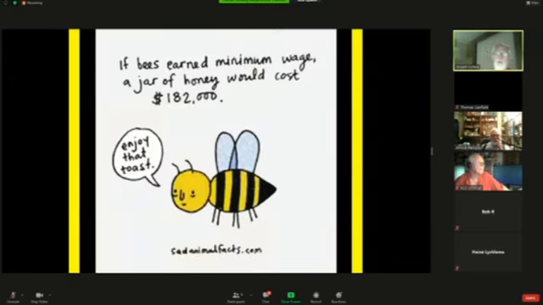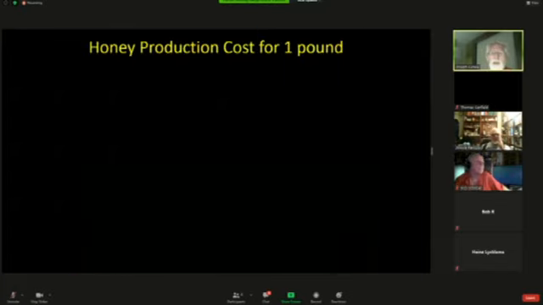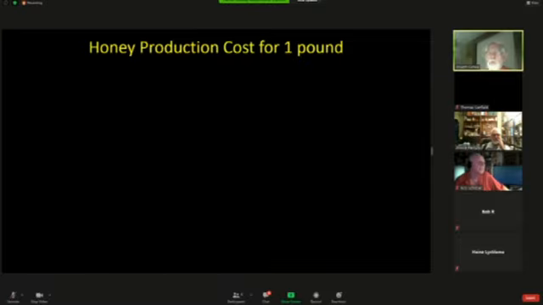So then the question arises, what does honey actually cost to produce? Well, this is an older cartoon. I couldn't find a date with it, but at the time it was drawn, it said that a jar of honey would cost 182,000 bucks. Well, I did some real math for current times. And so to produce 1 pound of honey, here's what's involved.